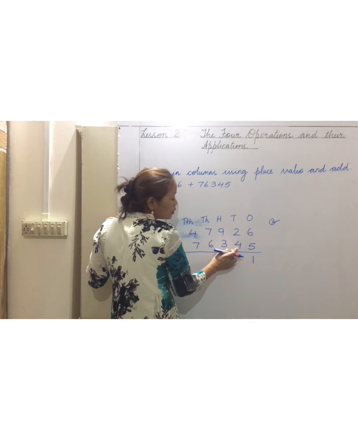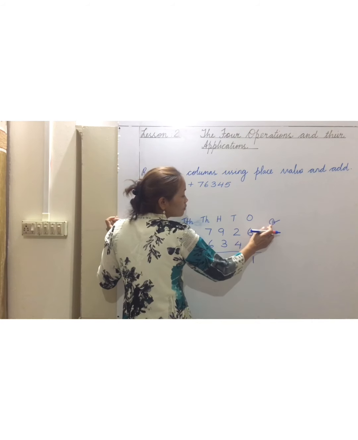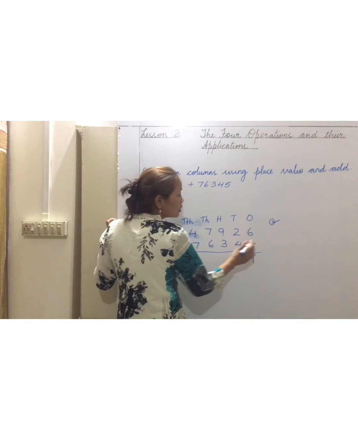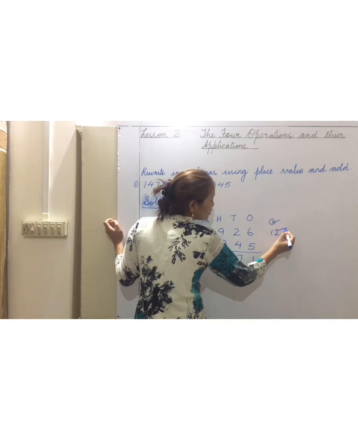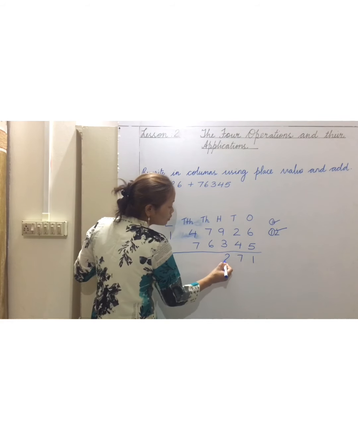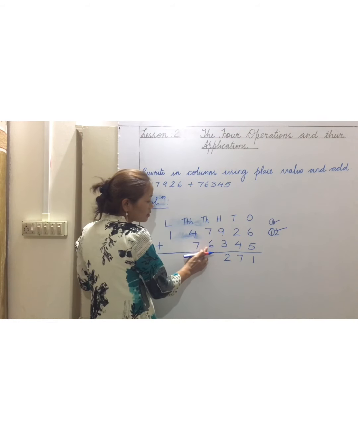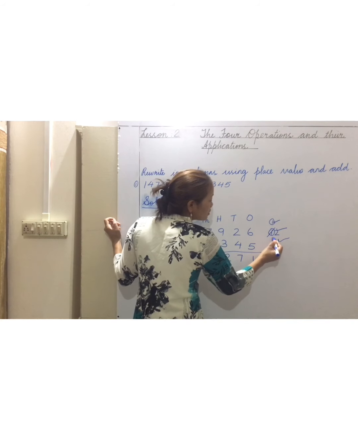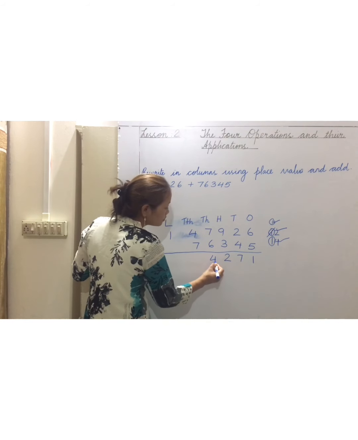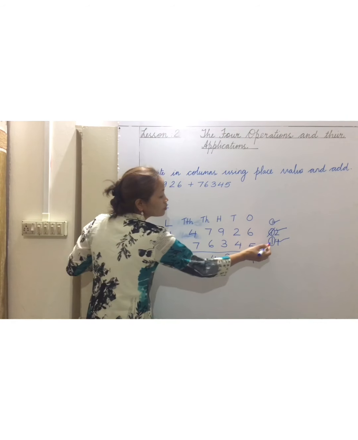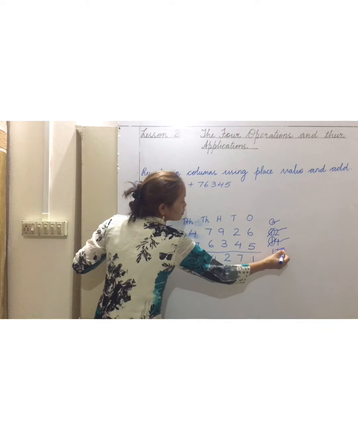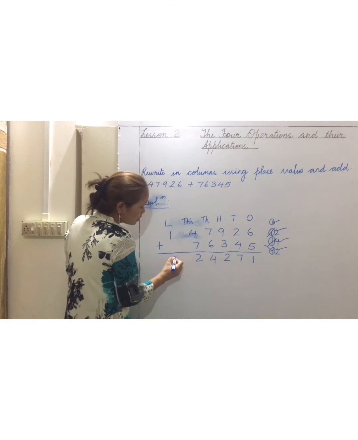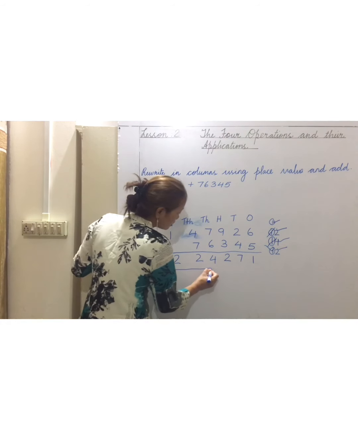When we add 2 and 4, it is 6, with the carry over 7. And then we add 9 and 2, it is 12. We write 2, and this is the carry over. Then 7 and 6, it is 13, with the carry over, 14. We write 4, and this is the carry over. Then 4 and 7, 11, with this, 12. We write 2, and the carry over is 1. Here we have 1 with the carry over, it becomes 2. And this is our answer.